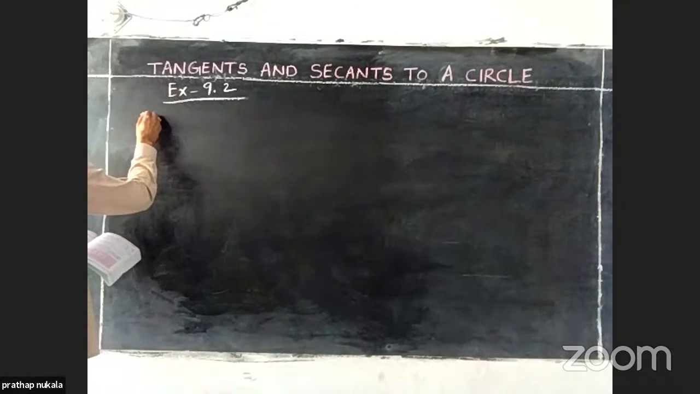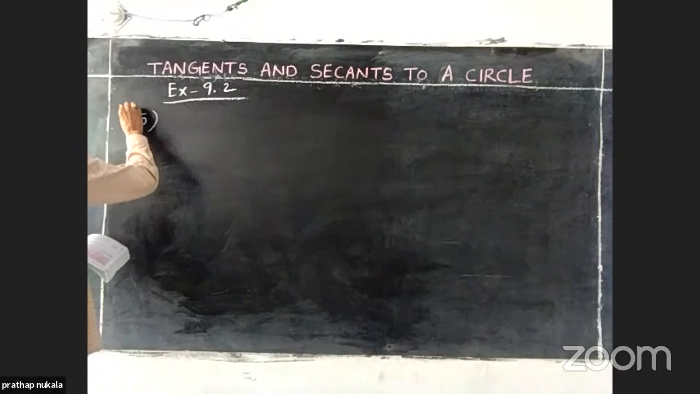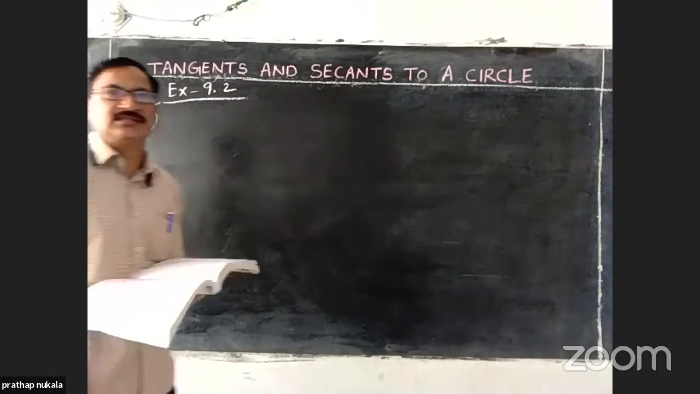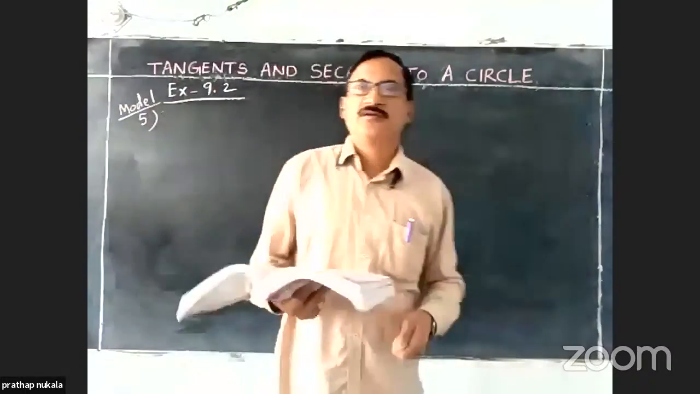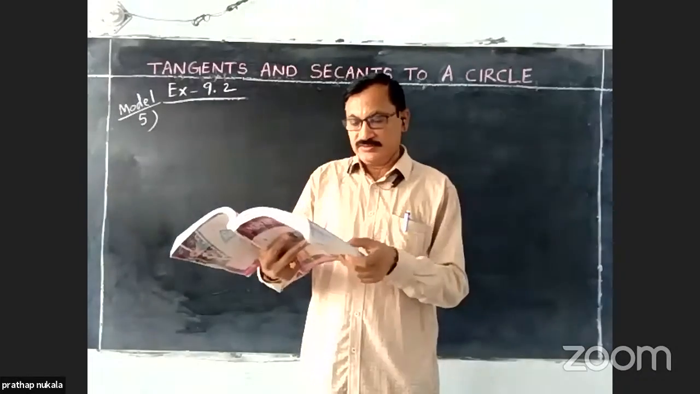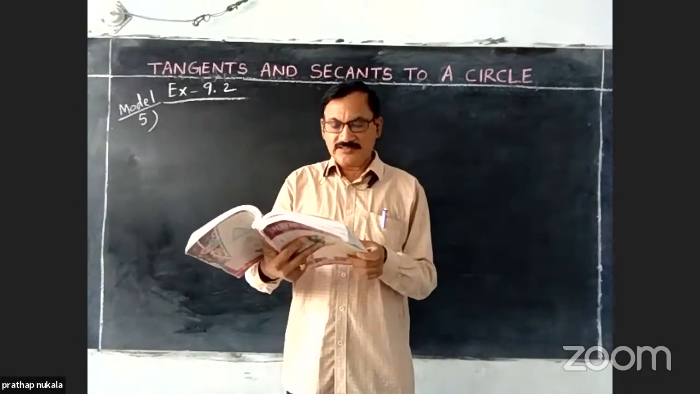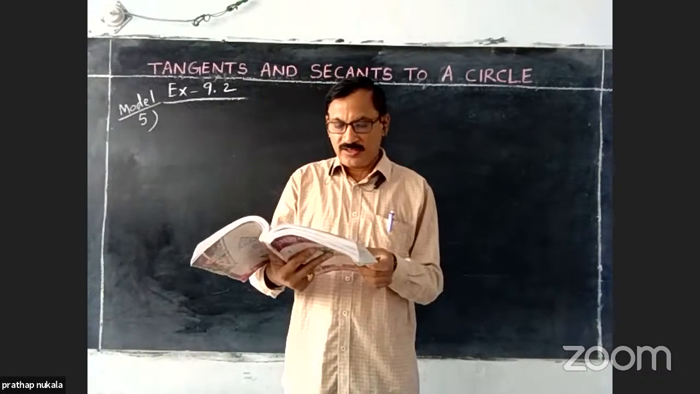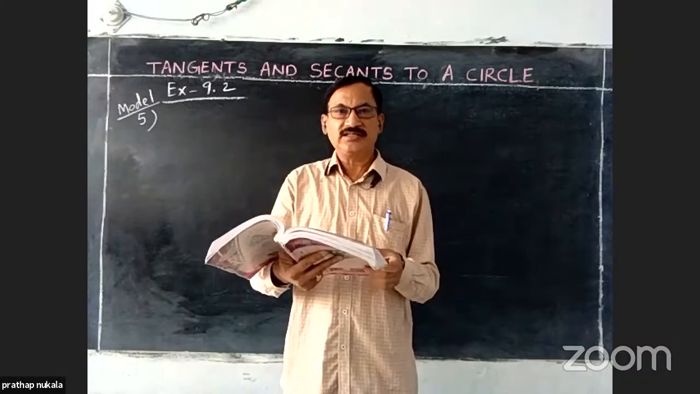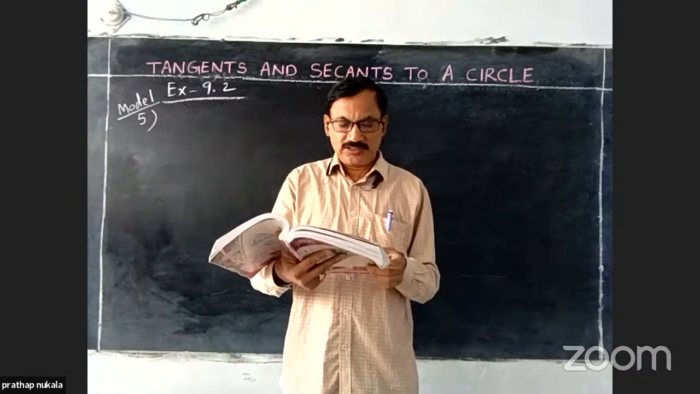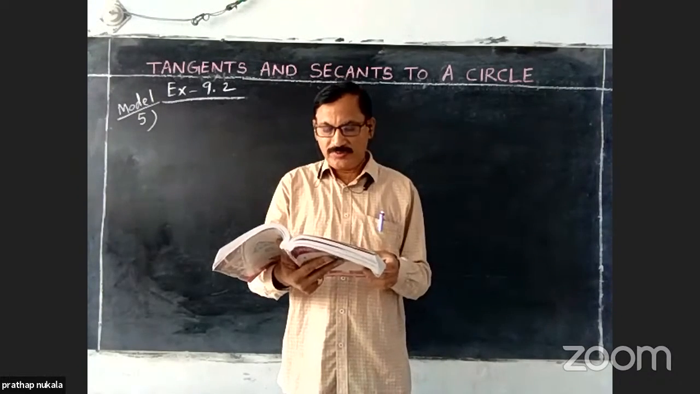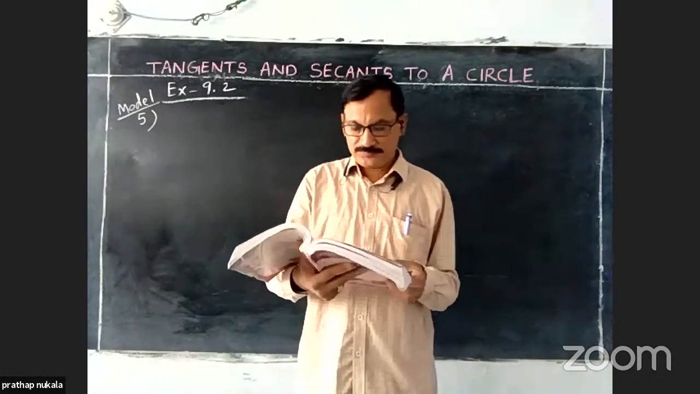Fifth problem, model. Why am I calling this the model problem of number 5? Given that, draw a circle of radius 6 centimeters, from a point 10 centimeters away from its center, construct the pair of tangents to the circle and measure their length. Verify by using Pythagoras theorem.